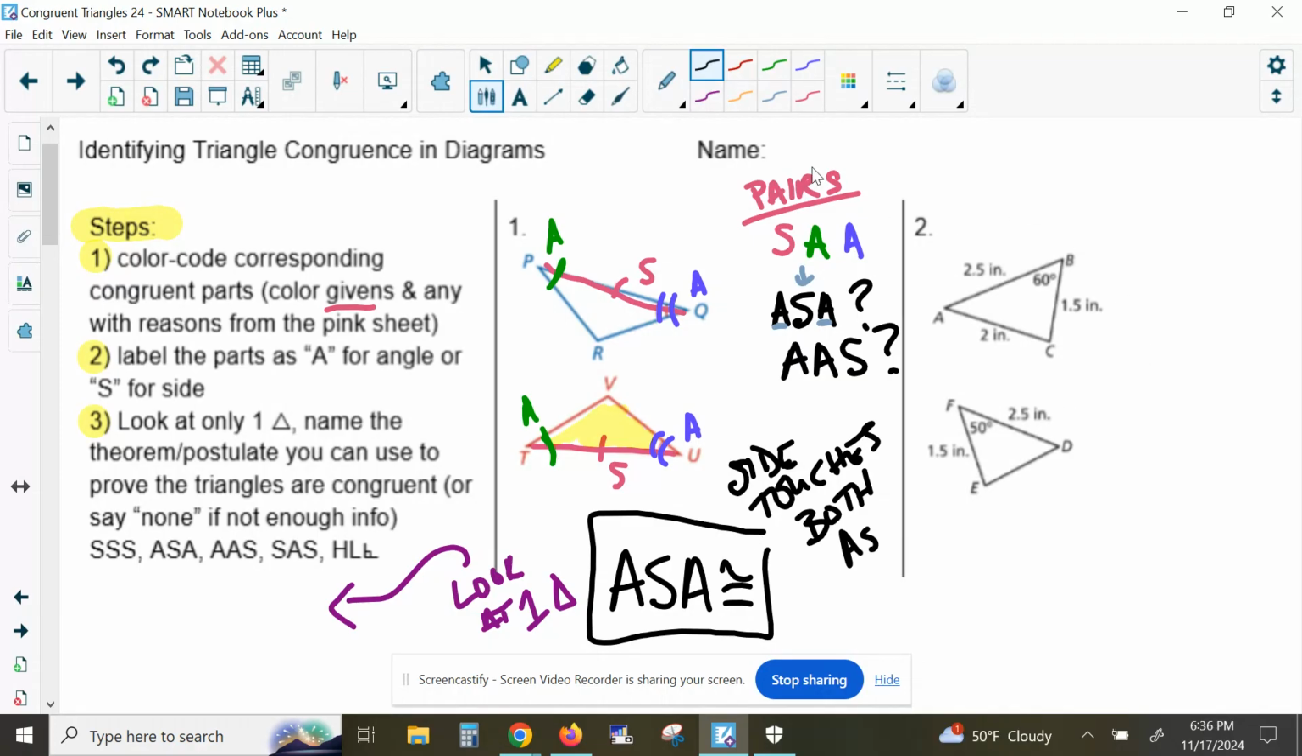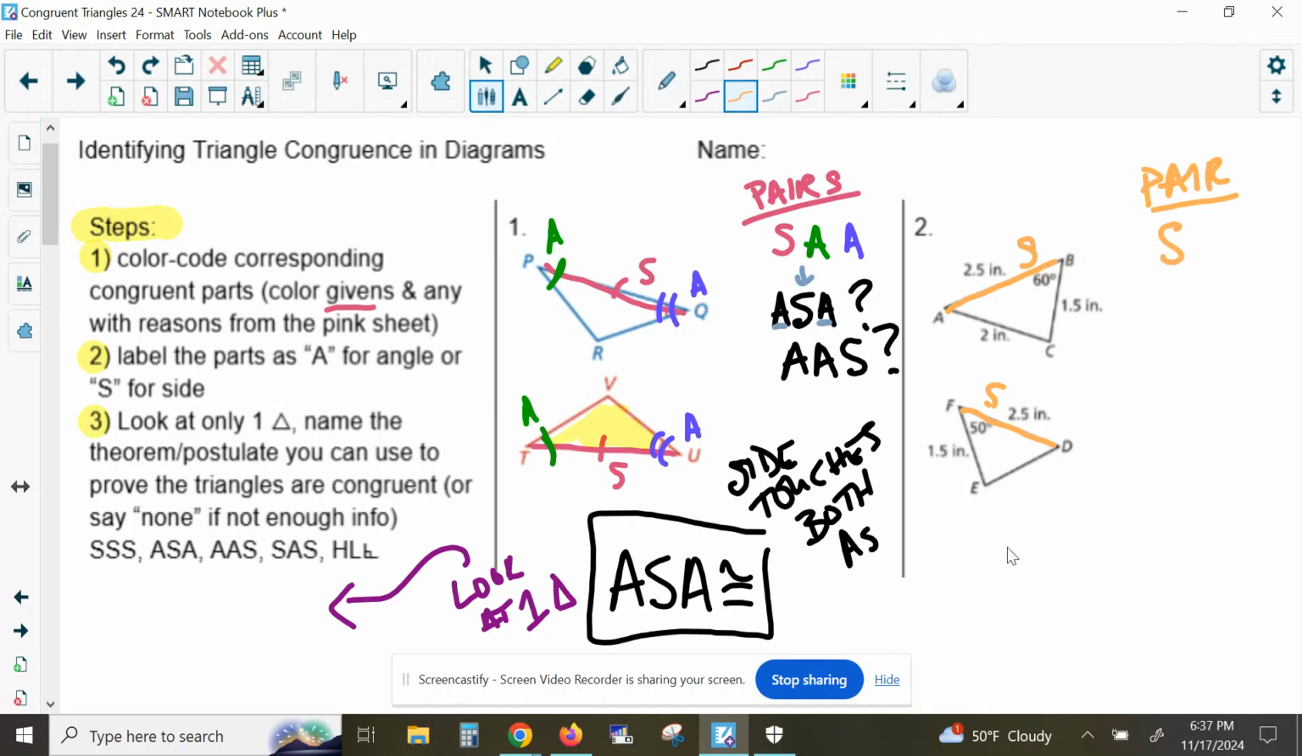Okay, let's go ahead and do number 2 also on this same video. Okay, so we got a color code, so you need your 3 colors. So let's see what we have matching. Well, I see this 2.5 matches this 2.5. So that is an S. Okay, so that means I got a pair of what? I got a pair of S's.